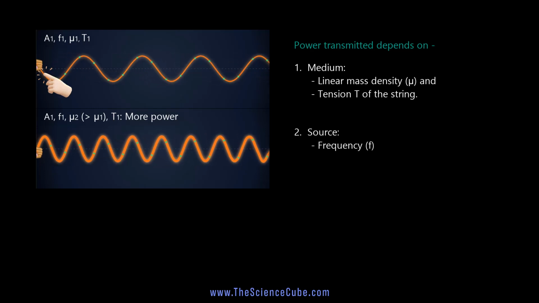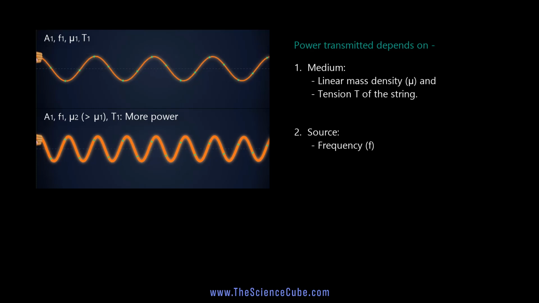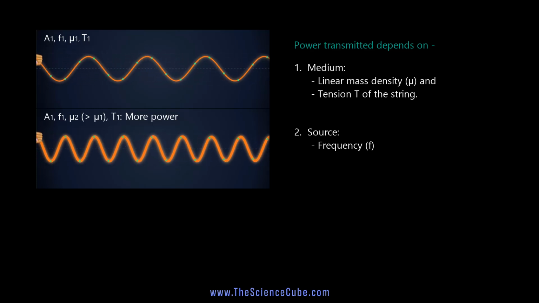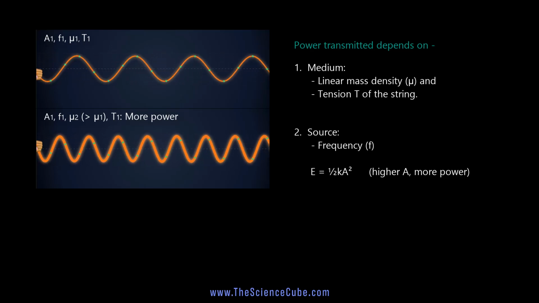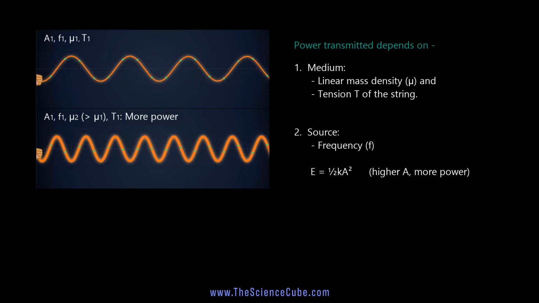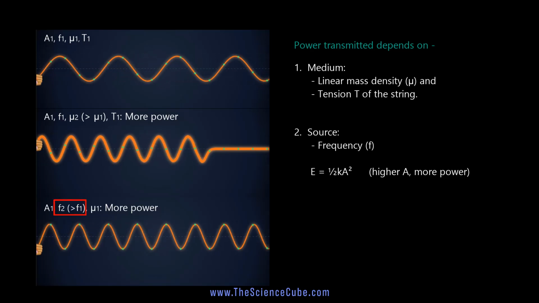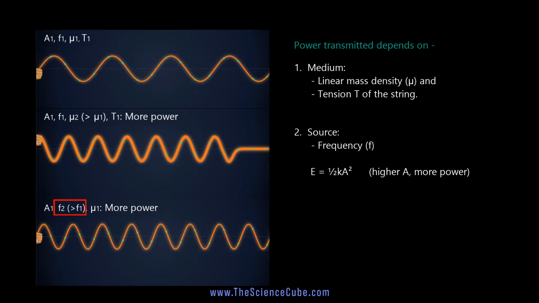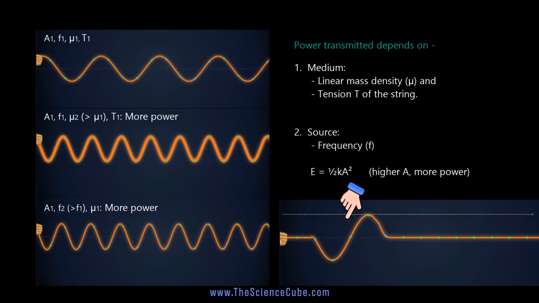Now, we know that the energy in each individual pulse depends on the amplitude A². But you don't just care about how much energy is in one pulse. You care about how fast you are pumping that energy into the string. That is power. Think of it this way. Amplitude is how big each energy packet is.